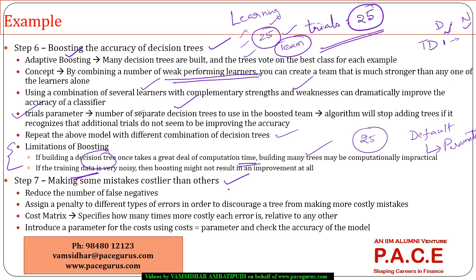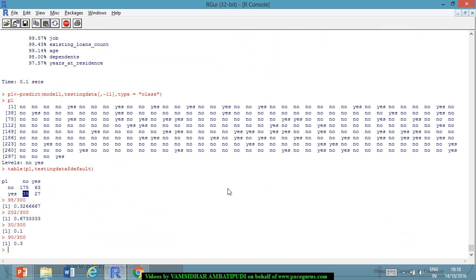And in some cases, I can think of a process where I can make some of the mistakes more costly than the others. So I want to reduce the number of false negatives: I have predicted that they will not default, whereas they have actually defaulted.